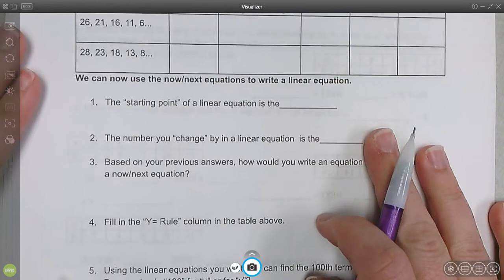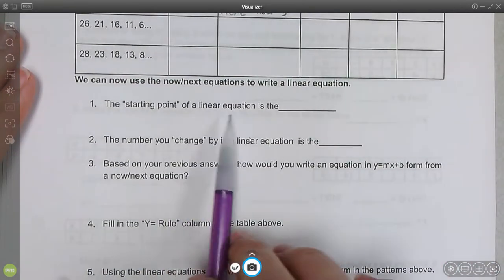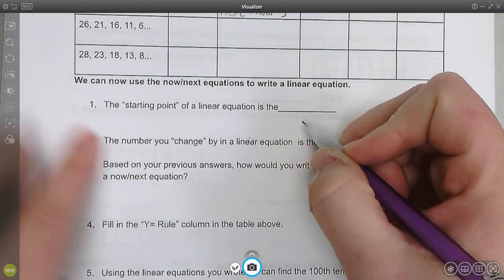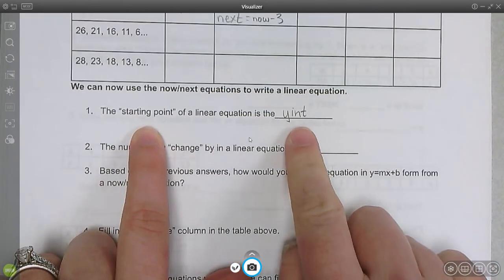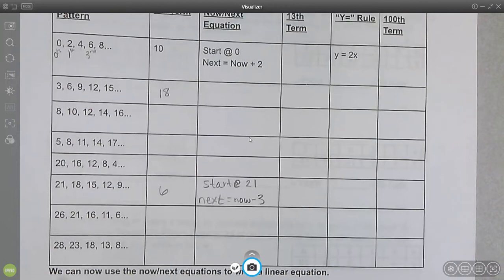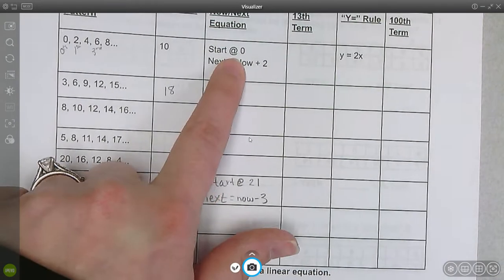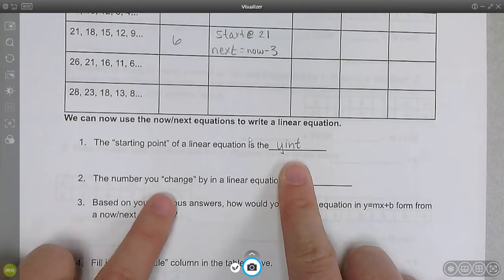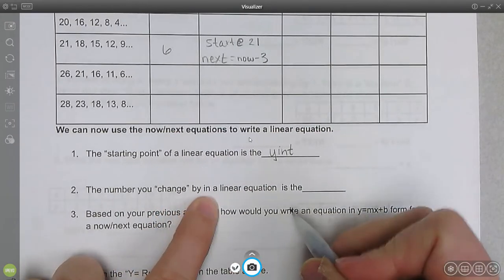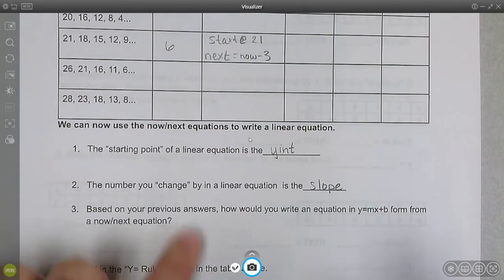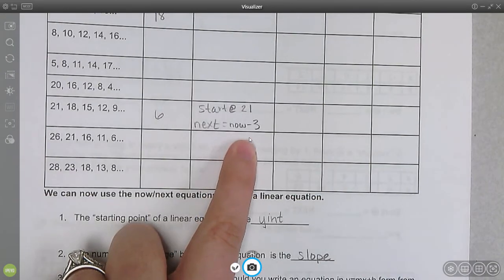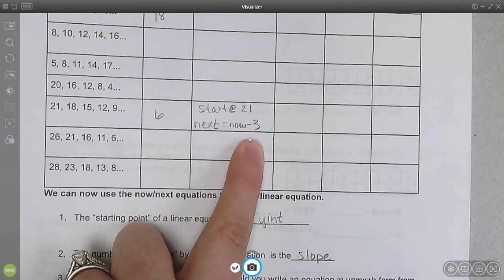Okay, so then this next part, the starting point of a linear equation, so you start at your y-intercept. So this y-intercept is the same as your start at value here in a now next equation. The number you change by, that's your slope. So what you change by every time. So in this example, we're going down 3. So your slope would be negative 3.